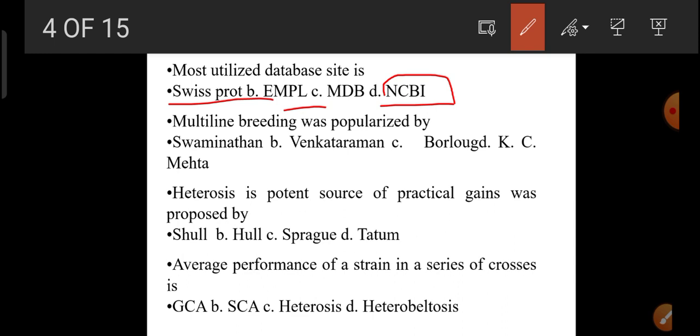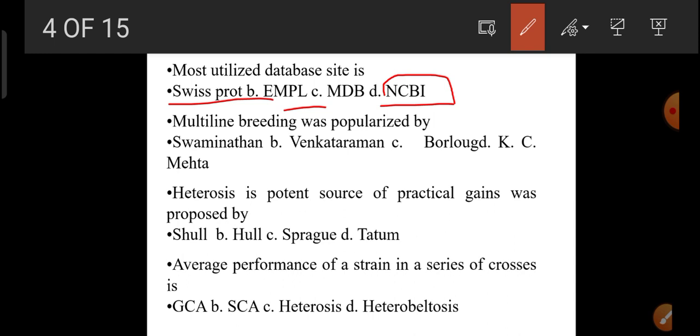Next question is, multiline breeding was popularized by. The 4 options are Swaminathan, Venkataraman, Borlaug and K.C. Mehta. The answer to multiline breeding is Borlaug. Okay, he developed several multilines and he gave different varieties also. The other options are Swaminathan, Venkataraman, K.C. Mehta. We shall enlist their contributions.